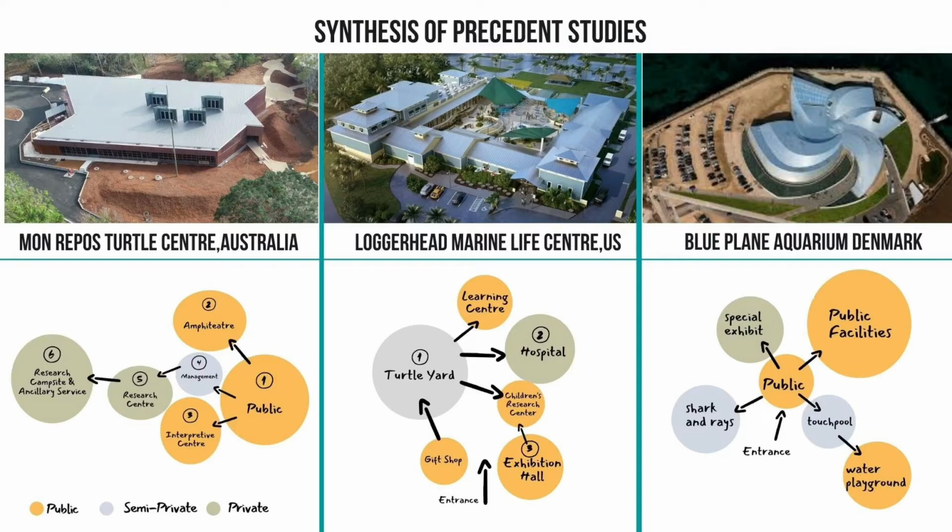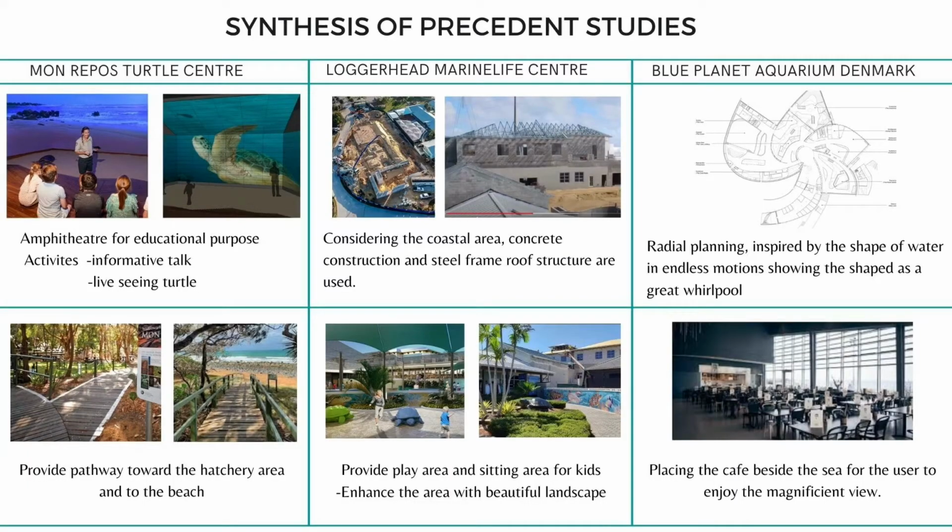From the space planning, we can see the difference of the space organization and zoning of these buildings. For Mon Repos Turtle Center, they have amphitheater in their building for the educational activities, and they also provide pathway to the turtle hatchery and to the beach area. For Loggerhead Marine Life Center, they use concrete construction and steel structure for their coastal topography, and they include play area and sitting area in the building.